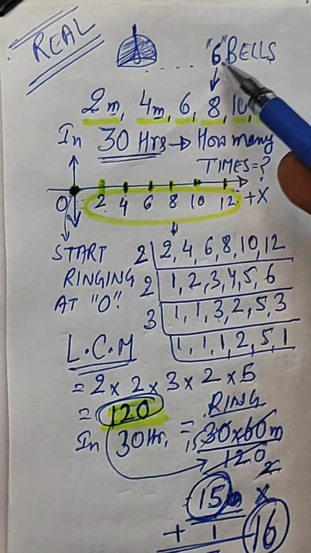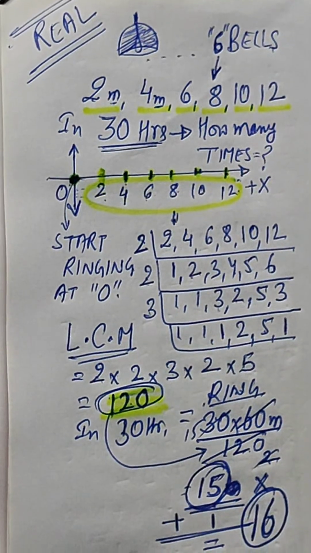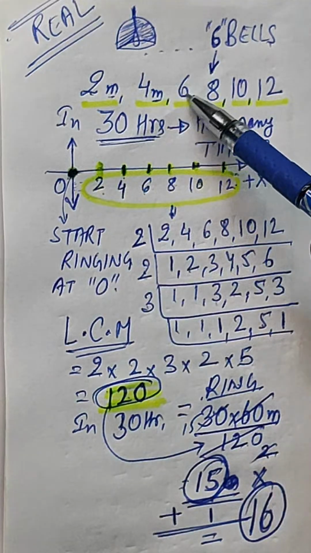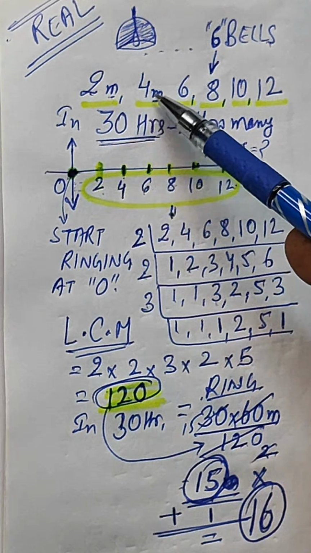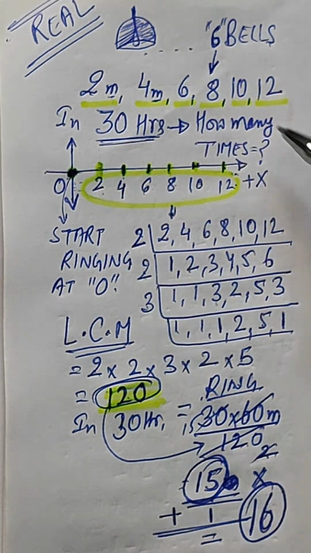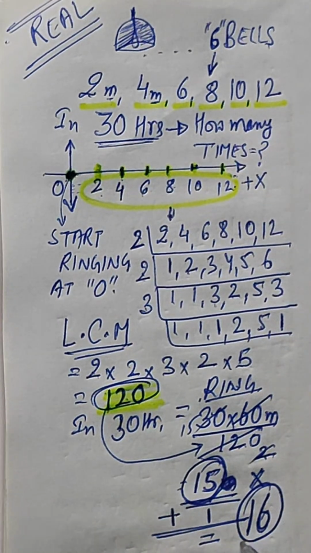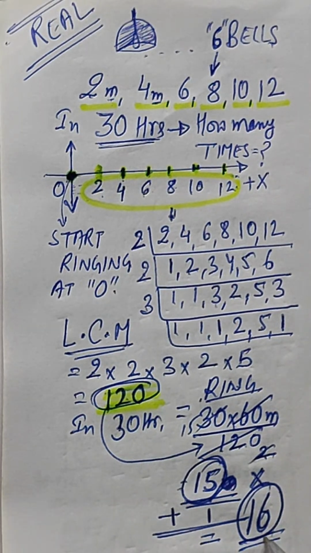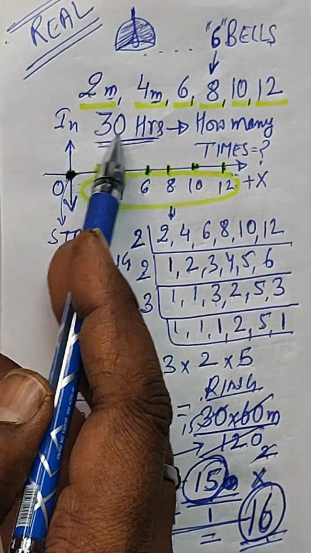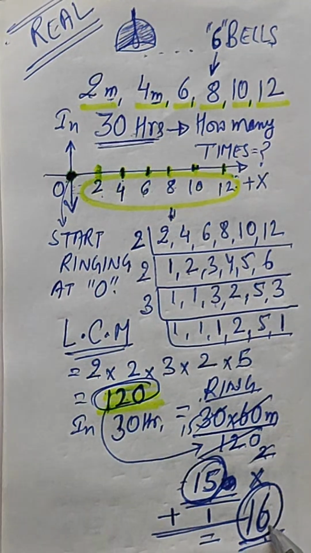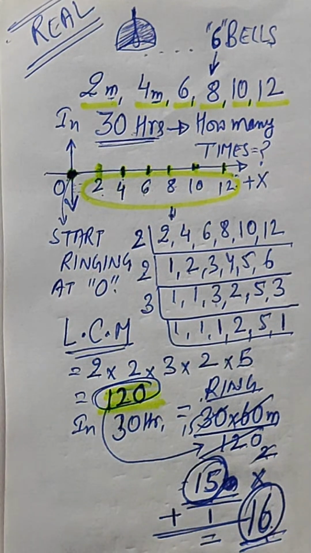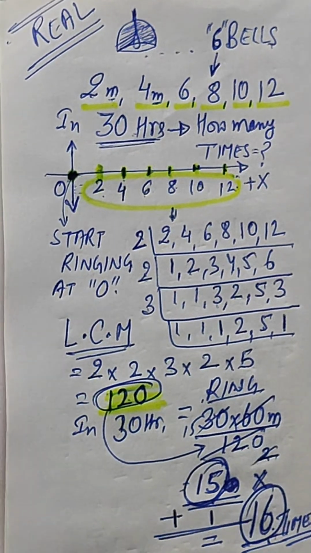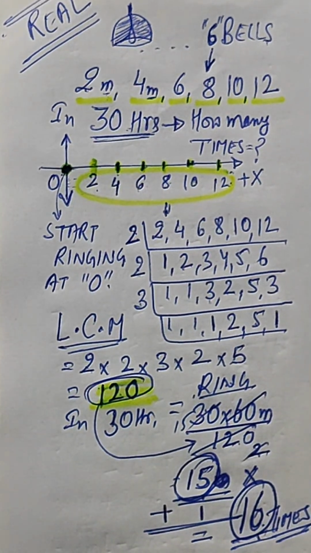So all these six bells which started ringing together, and ring after intervals of 2, 4, 6, 8, 10 and 12 minutes respectively, will ring again, and they will ring totally 16 times in the duration of 30 hours. So this is your answer, my dear friends. 16 times. We have solved the question.